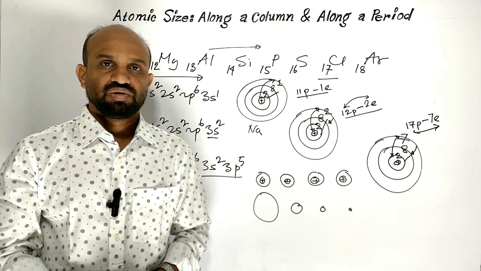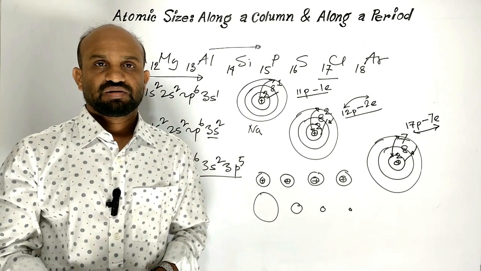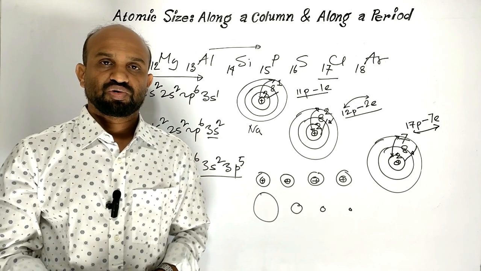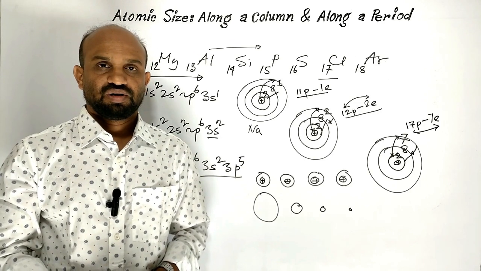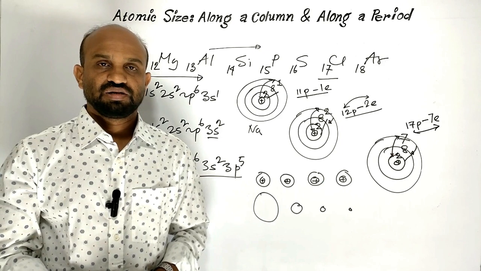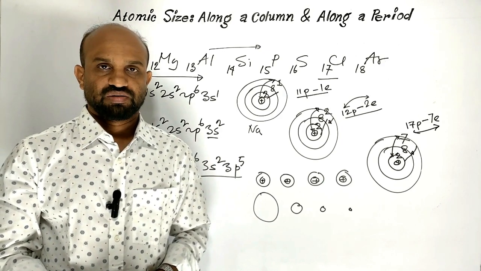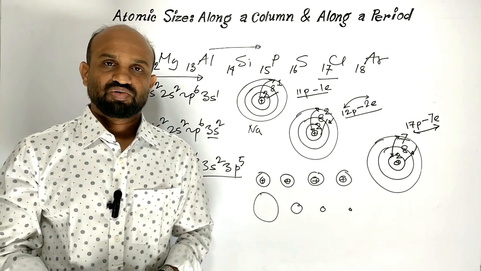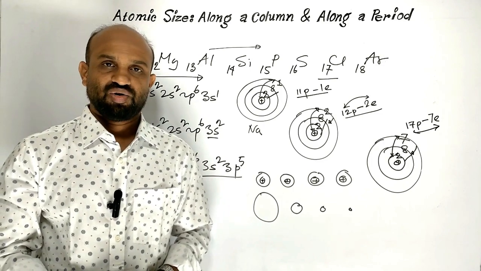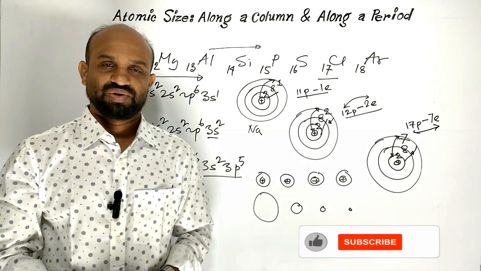Now let's conclude. Atomic sizes increase from top to bottom along a column, and decrease from left to right along a period. This is all about atomic sizes along a column and along a period.